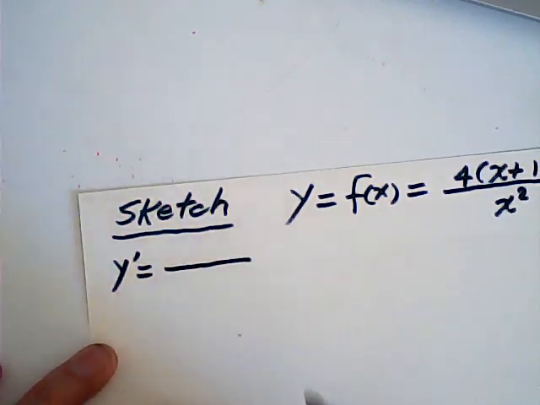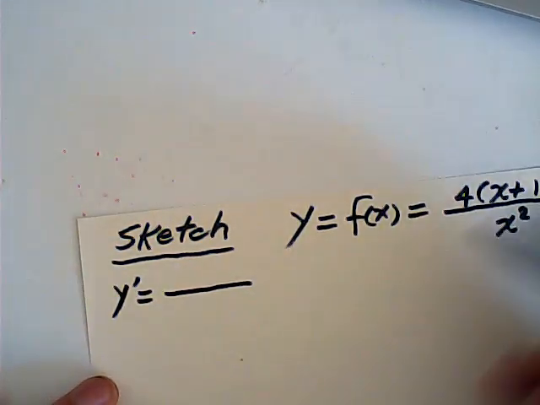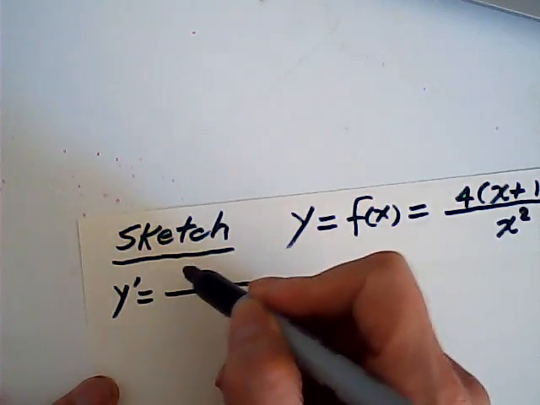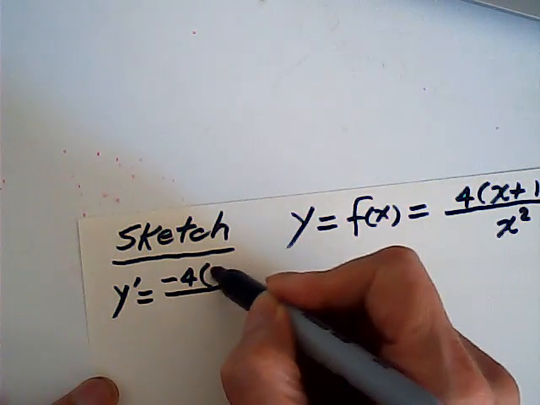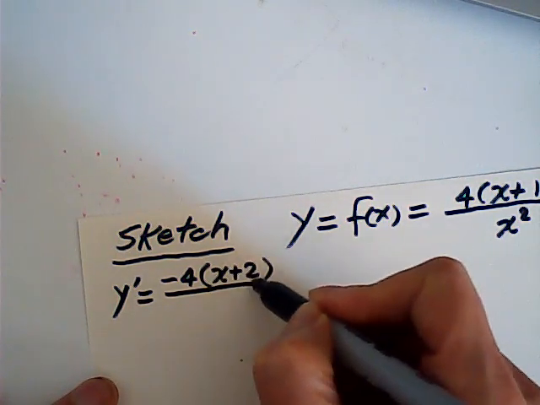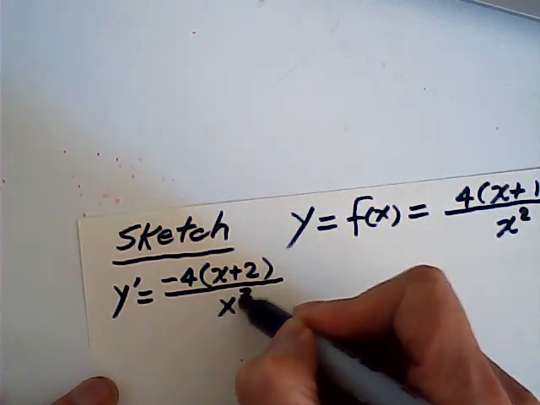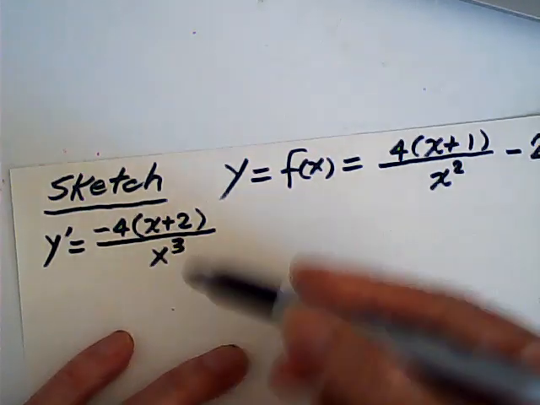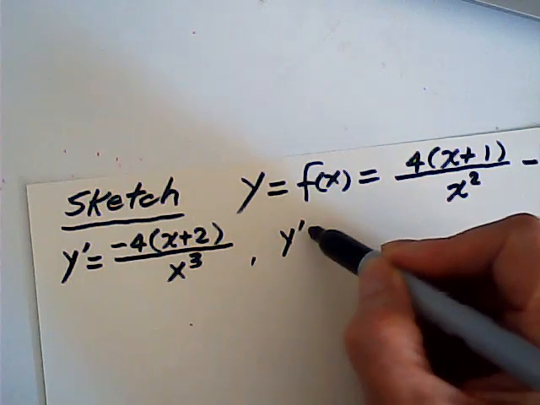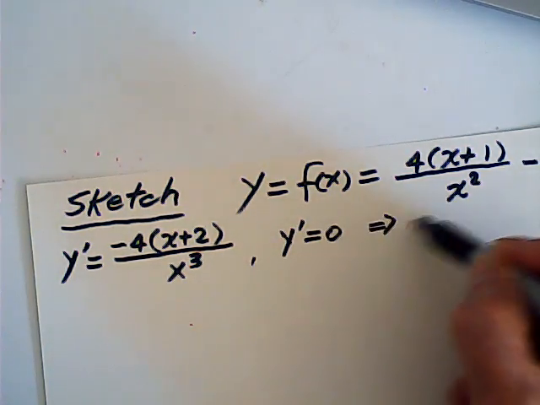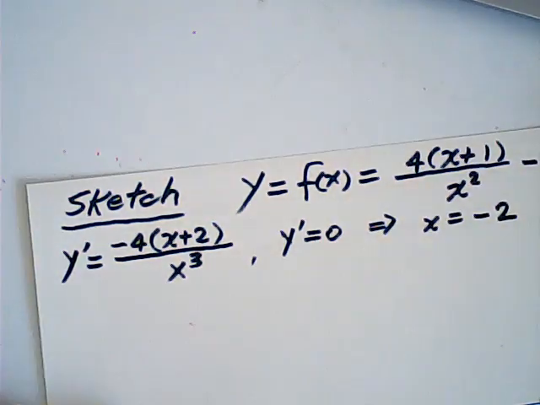So the first derivative of this function with respect to x, using the quotient rule and so on, and then you simplify, you get this result. Minus 4x plus 2 over x cubed. I just save time, no? And this is the first derivative. Then first derivative equals 0. It means x is equal to minus 2. Okay?